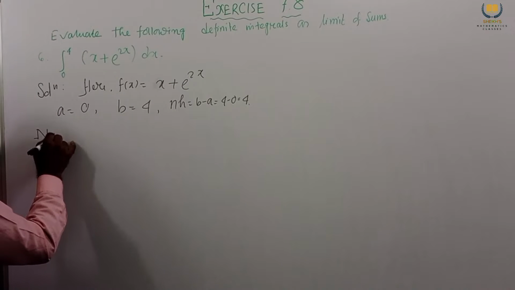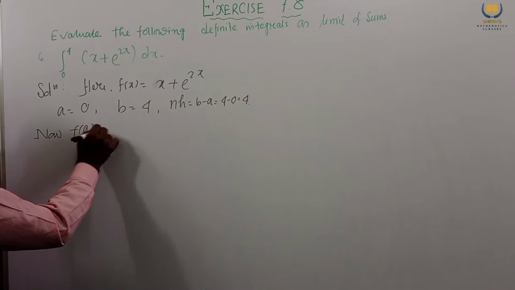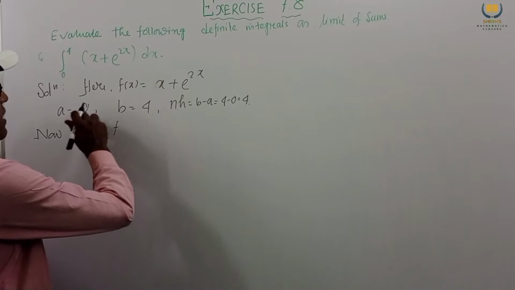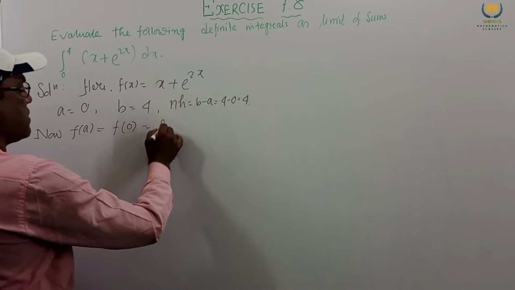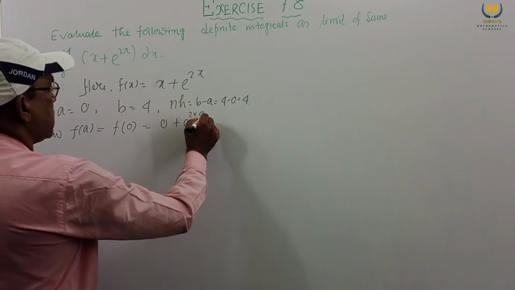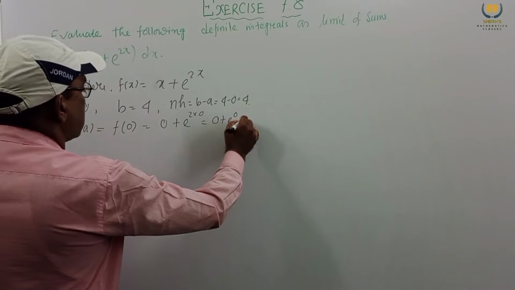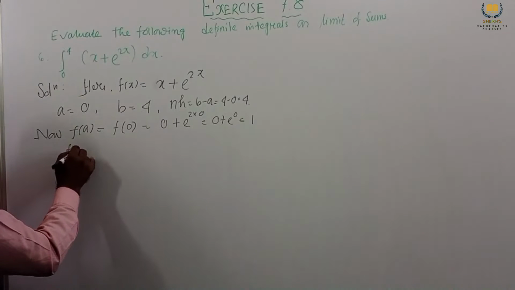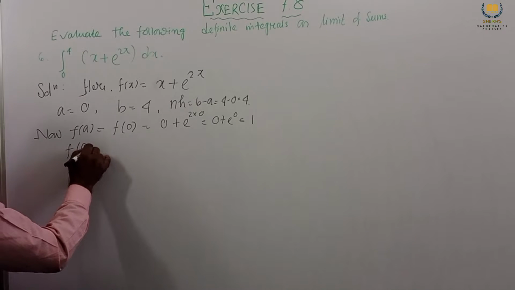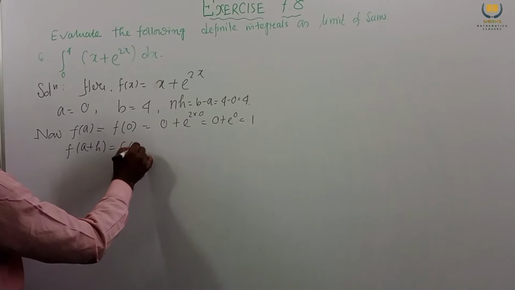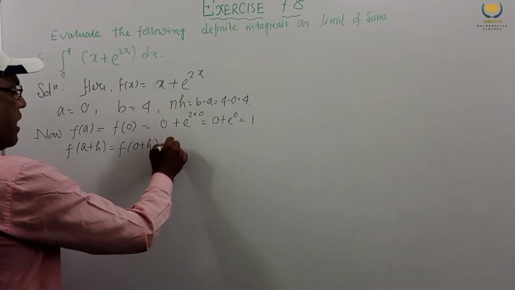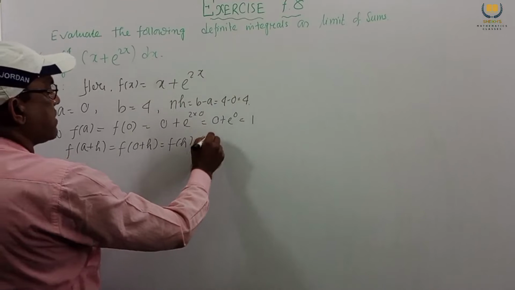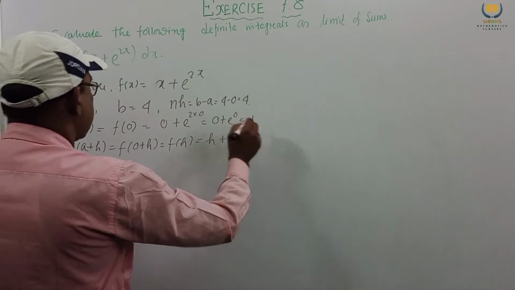Now f of a, this is f of 0, this is 0 plus e to the power 2 into 0, which is e to the power 0, which is 1. f of a plus h, that is f of 0 plus h, is f of h, putting x equal to h, we get h plus e to the power twice h.